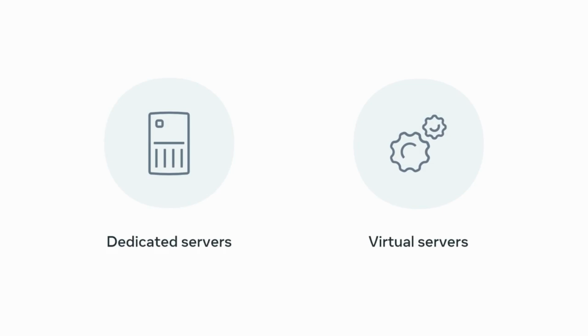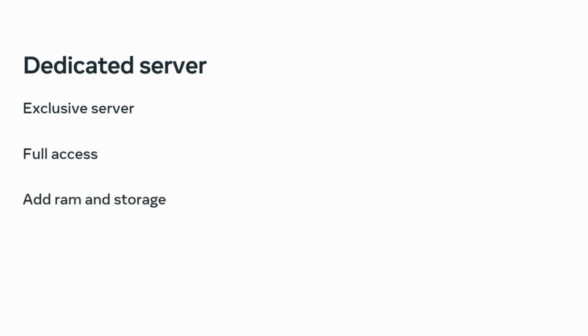First is the server approach. Hosting companies sell two types of servers: dedicated and virtual servers. Each layer of your application is hosted on one or multiple servers. A dedicated server is a computing unit available for only your use. You have full access to this unit and can add RAM and storage whenever necessary.